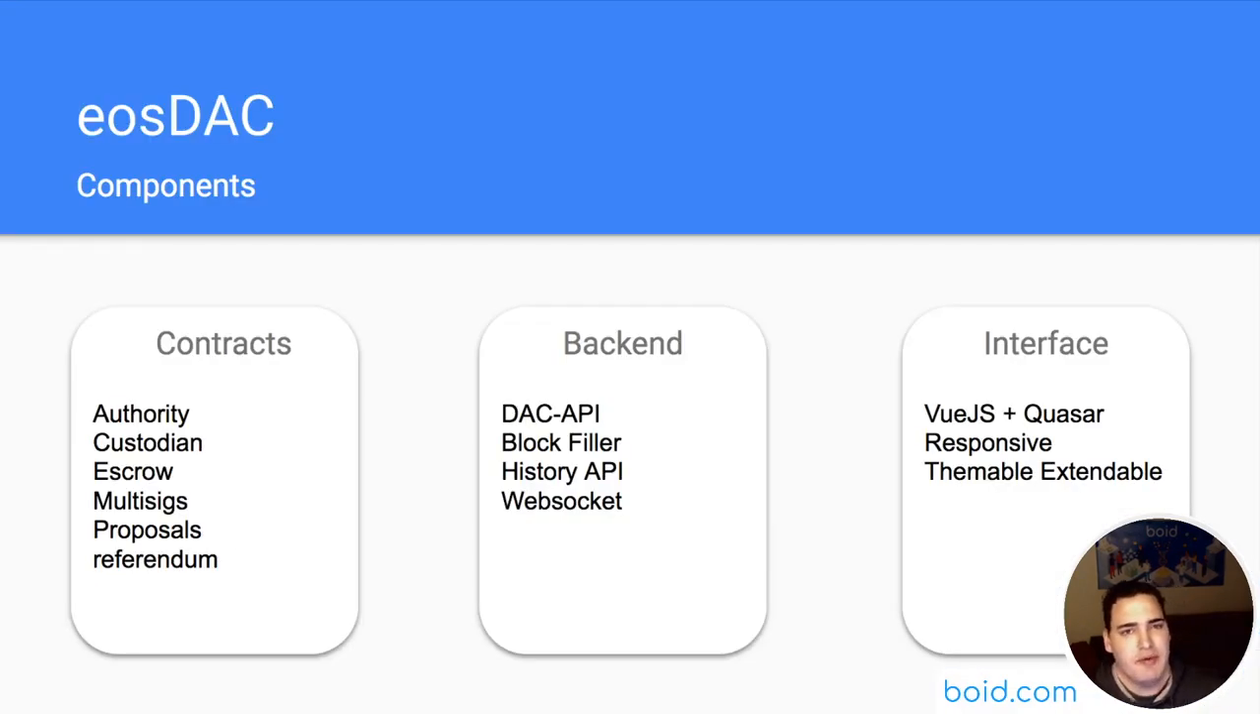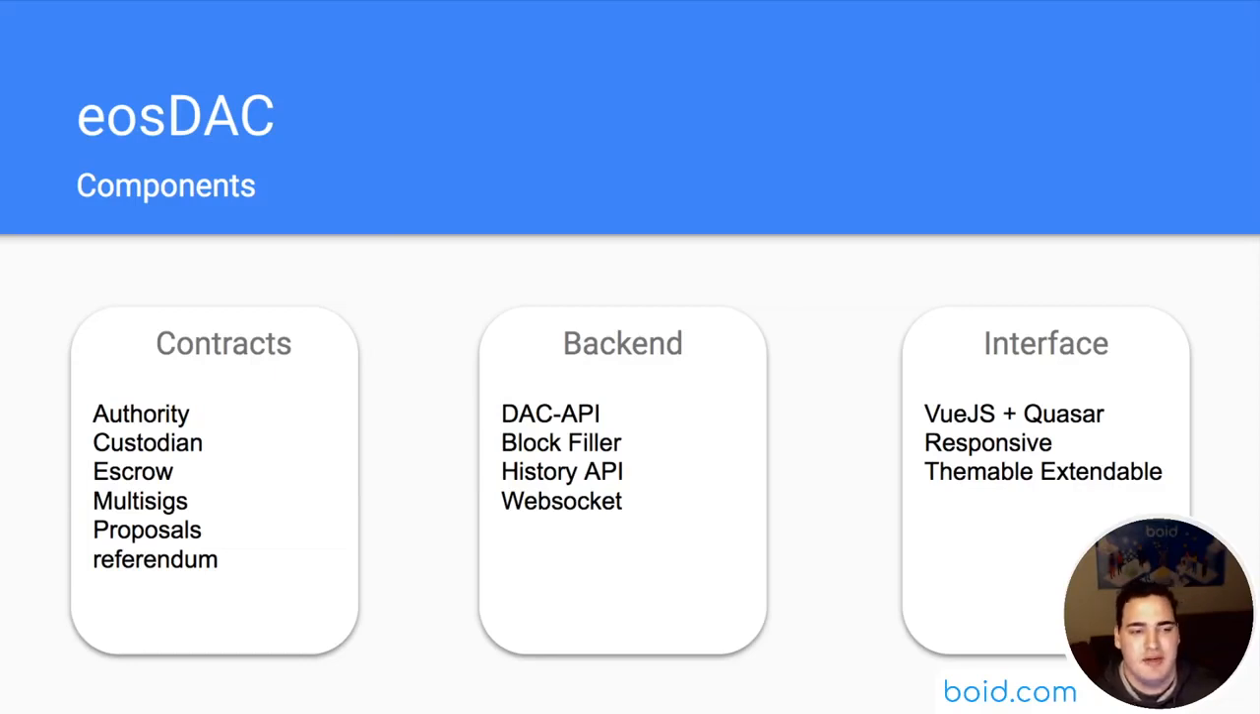So Yostack is probably the most common DAC structure that you've seen on EOSIO blockchains, because it was the first. And it's broken up into kind of three main modules. So you have contracts, the backend, and the interface. The contracts cover everything from voting for custodians, determining the authority of the multisigs, escrow, and there's some new kind of proposals and referendum functionality that's coming online soon.